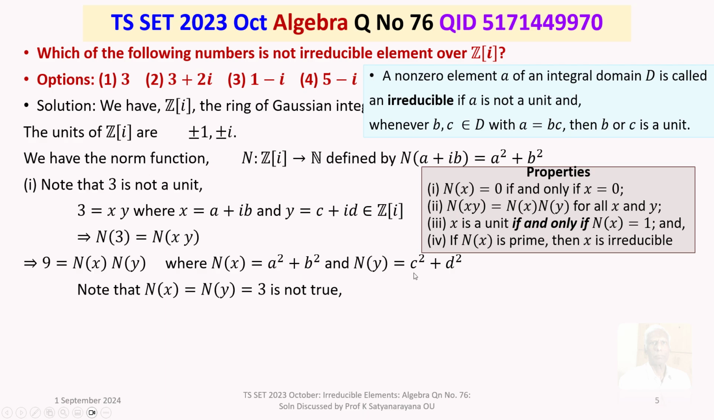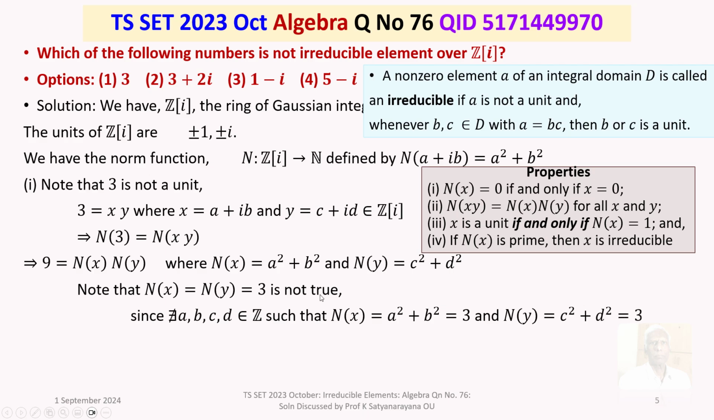And similarly, do we have integers c and d such that c square plus d square is equal to 3? We don't have. So n of x equal to n of y equal to 3 is not true, because there does not exist integers a, b, c, d such that n of x is equal to a square plus b square is equal to 3 and n of y is equal to c square plus d square is equal to 3. That is not possible. So what are the possibilities?